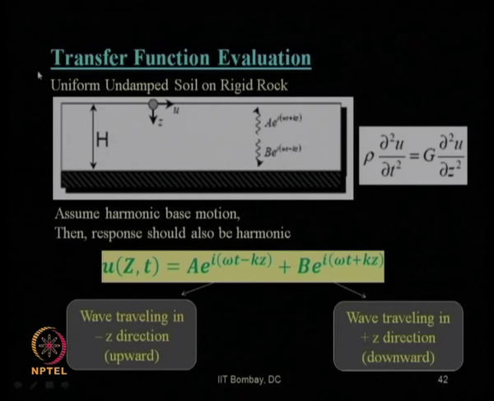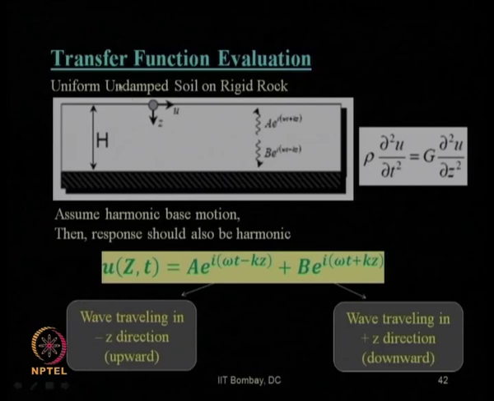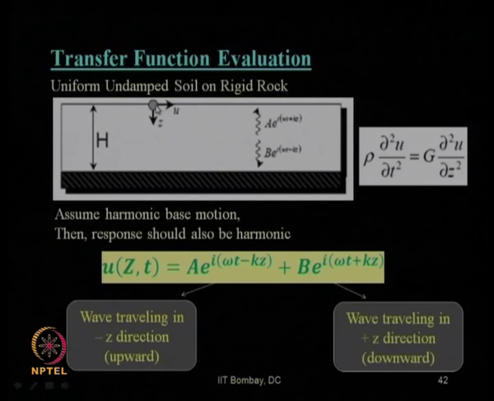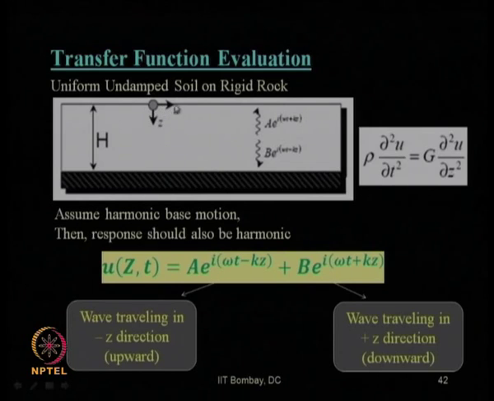So, let us now evaluate these transfer functions, that is, how to get that multiplier. Let us take first the simplest example, that is, how the derivation of the multiplier is obtained. Let us consider a uniform undamped soil on a rigid rock. So, the boundary condition is this is a rigid rock, on top of it there is a soil layer of thickness h, and the dimensions from the ground surface are measured in this axis system. u is the displacement in this direction, z is the depth axis.